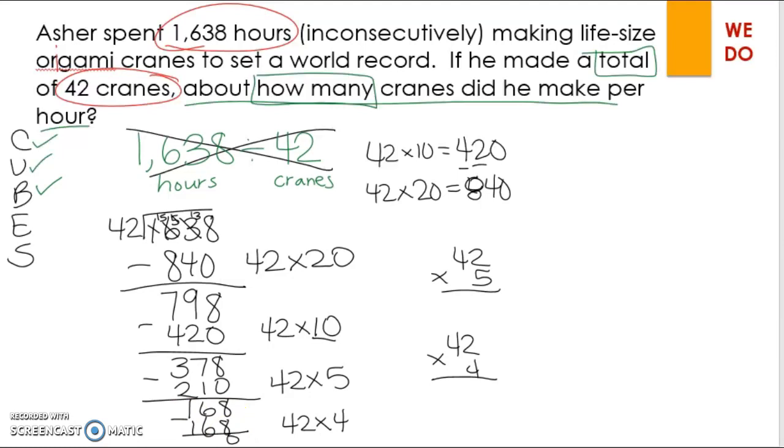Now, how do I figure out what the quotient is? I'm going to use my partial quotients. 20 plus 10 plus 5 plus 4. Good. It is 39. Asher made 39 cranes per hour.